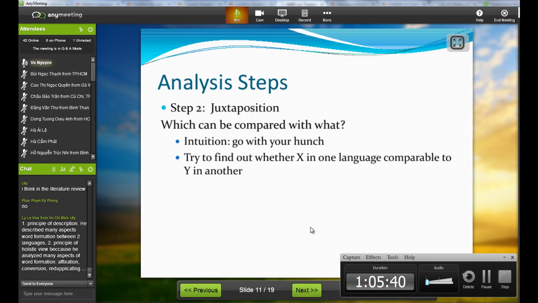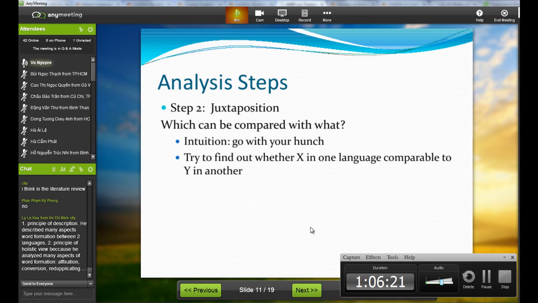When you have already finished describing the language pair, language A is like this, language B is like this, you can start putting them against each other, and then ask yourself these questions: which aspect of language A can be compared with which aspect in language B? Now this step we call juxtaposition. Juxtaposition is to put two things next to each other and try to see the connections between the two.